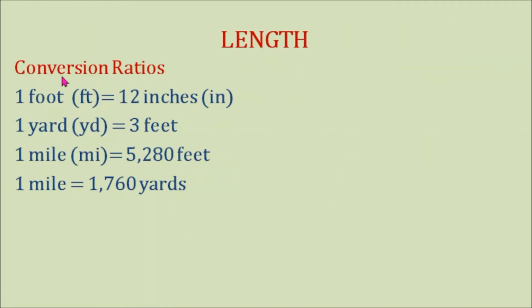For length, these are our conversion ratios. 1 foot or FT equals 12 inches or IN. 1 yard or YD equals 3 feet. 1 mile or MI equals 5,280 feet, or 1 mile equals 1,760 yards. Now we are going to do examples using these conversion ratios.